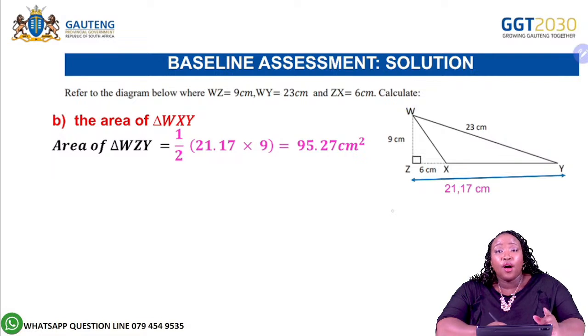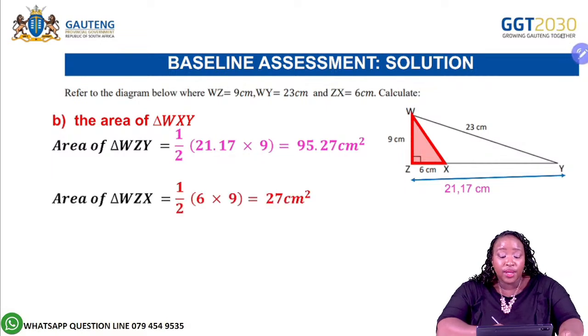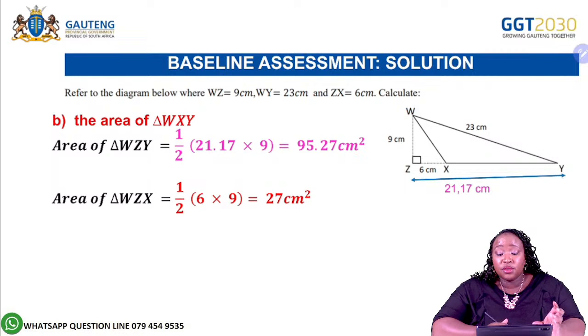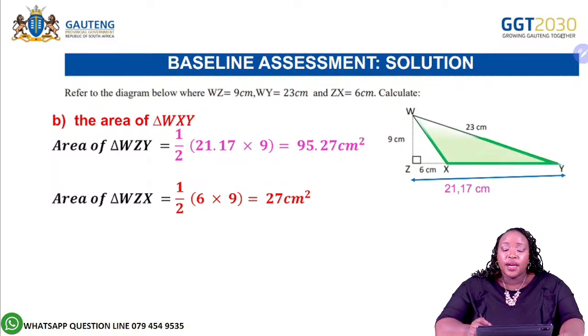Okay. Now, the next triangle we are going to use is WXZ. So with that one, the base is 6 centimeters and the height is 9 centimeters. So we are going to have a half times 6 times 9, and that will give you 27 centimeters squared. Remember, you're not writing just centimeters, you're writing centimeters squared. It is area. All right, now you have those two.